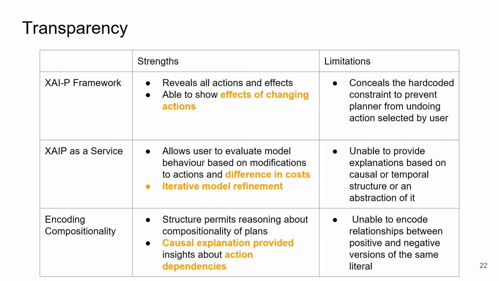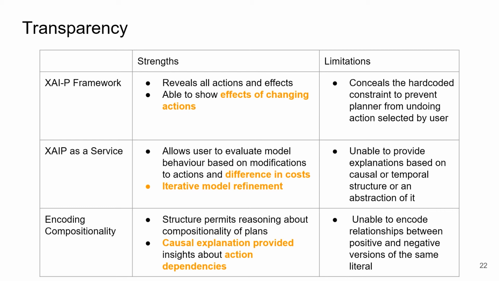The XAIP framework approach enables the user to step through all actions and regenerate plans to observe the effect of the user-selected actions, so it is transparent about its result. However, the user is unaware that it is hard-coded, and that prevents the planner from undoing the action selected by the user if the user's action still results in going to the same state as the planner's selected action.